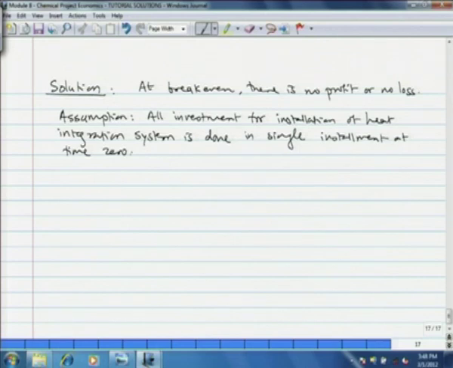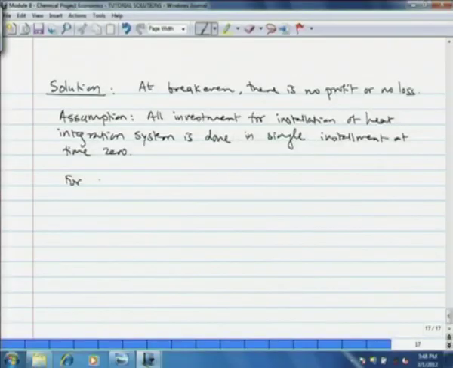Now, we have to calculate the break even cost of compressed natural gas. For that, we have to estimate the money worth of energy savings over the 5-year period, and discount it back to time 0 and see whether it is equal to rupees 5 lakh of investment. Okay. So, that is the approach. That point we note here.